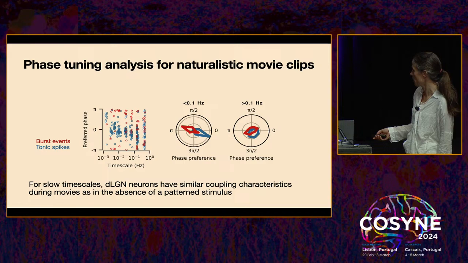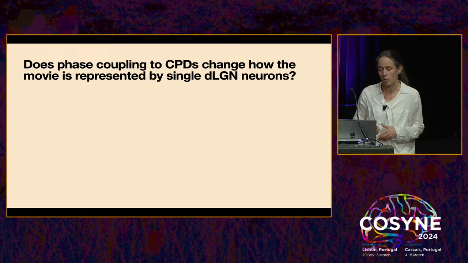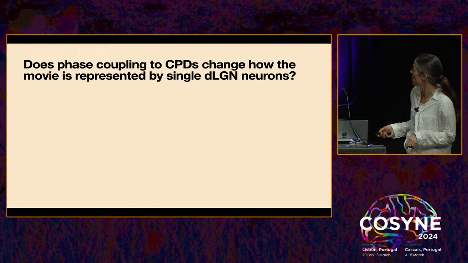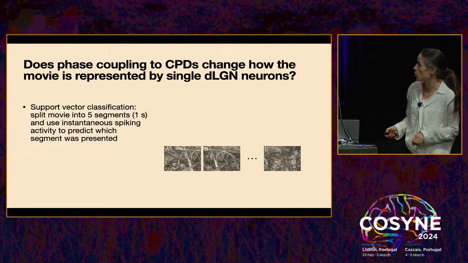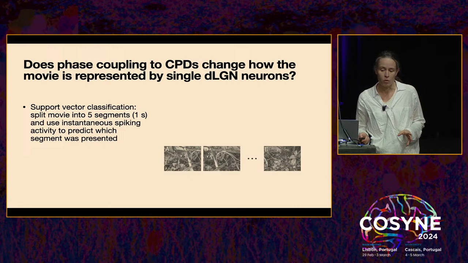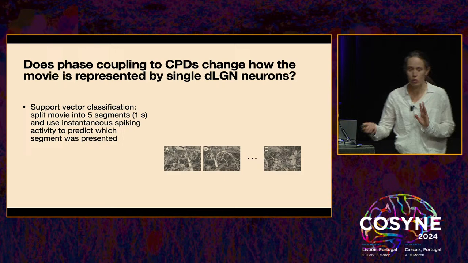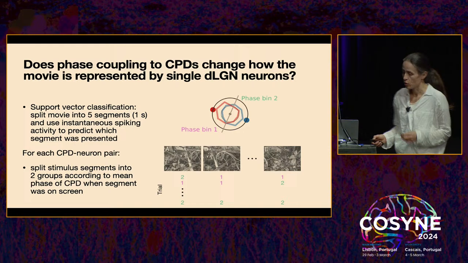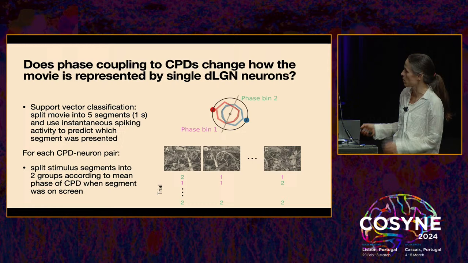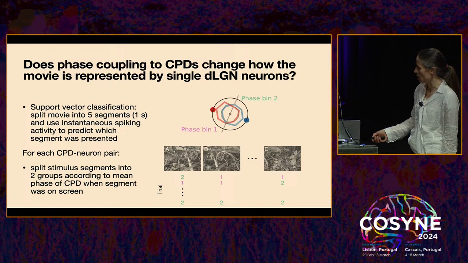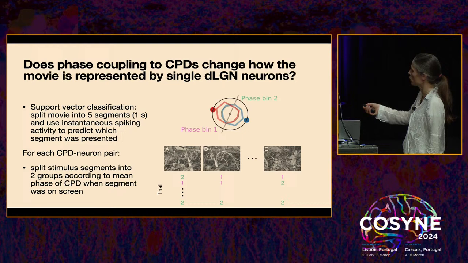Great. So the last question we asked was, does phase coupling to this component of pupil dynamics change how the movie is represented by single LGN neurons? For that, we performed a support vector classification, where we split this movie into five segments containing 1 second each, and we used the instantaneous spiking activity to predict which of the segments was presented. Importantly, for each component of pupil dynamics and neuron pair, we split the stimulus segments into two groups according to the mean phase of the component of pupil dynamics when the segment was on the screen. We designed the bins so that phase bin one would correspond to the preferred phase for tonic spiking.